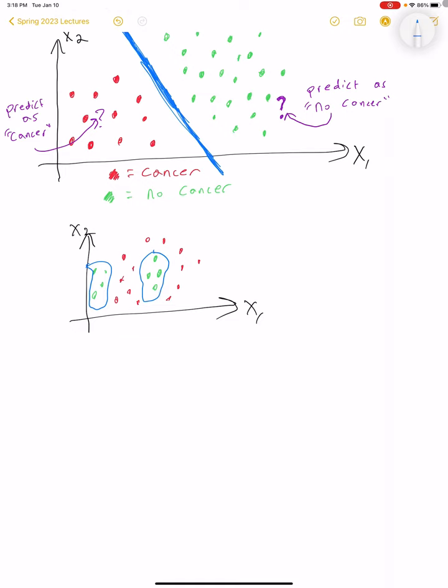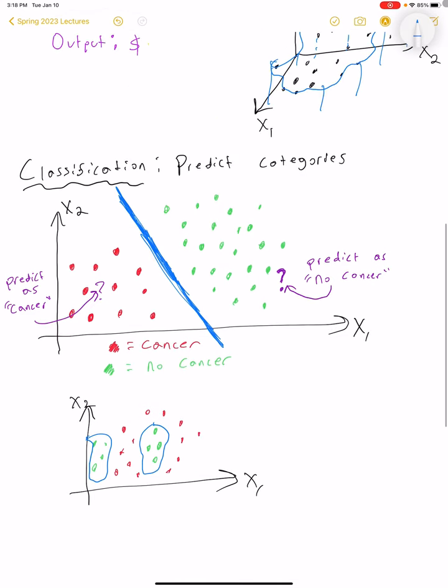Yeah, in the back. Does that have anything to do with clustering analysis? We will cover clustering analysis, so that's actually the next broad category we'll talk about. Any other questions on classification?